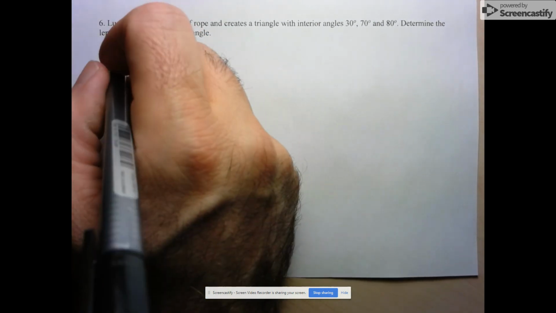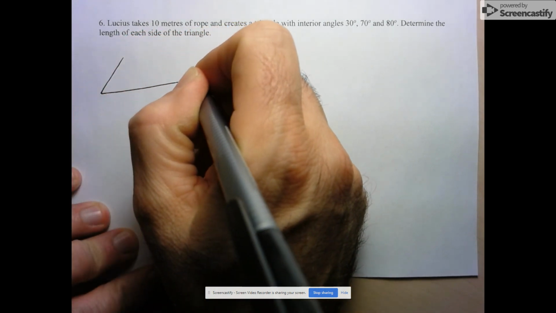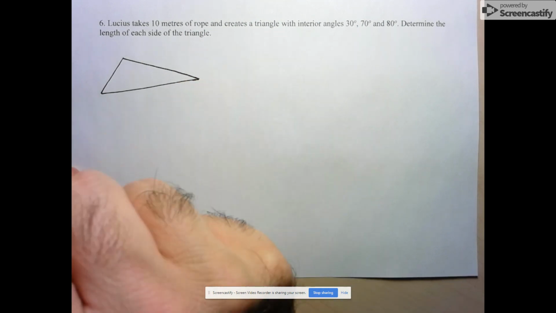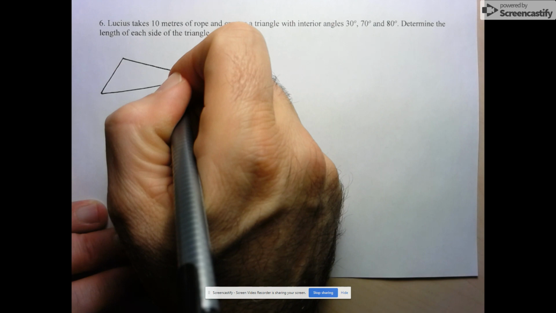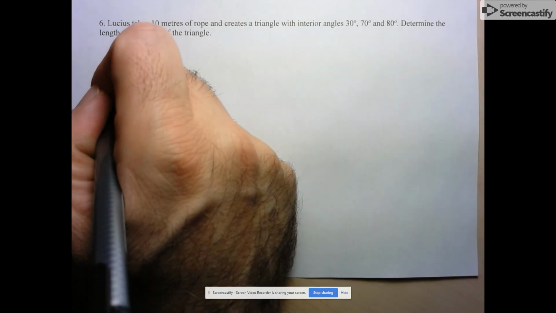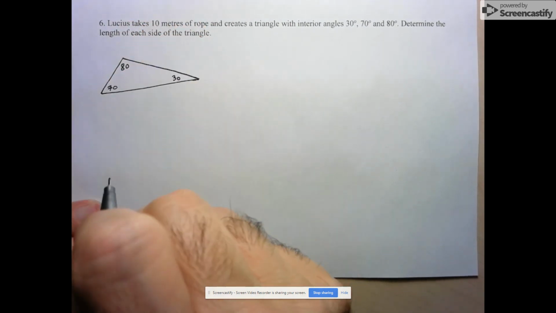So let's start by drawing a triangle. Again, the angles are not the same, so let's make sure we don't draw it so that they look like they're the same. This looks to be the smallest angle, so I'll call this 30. This one is in the middle, so we'll call that 70. And this one looks to be the biggest angle, so we'll call that 80.